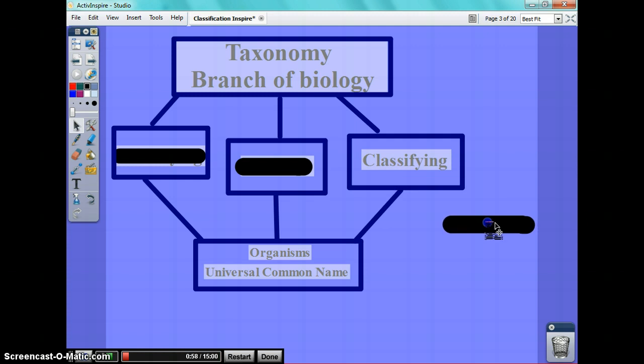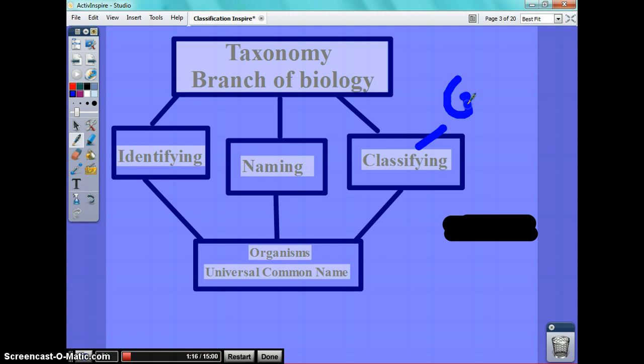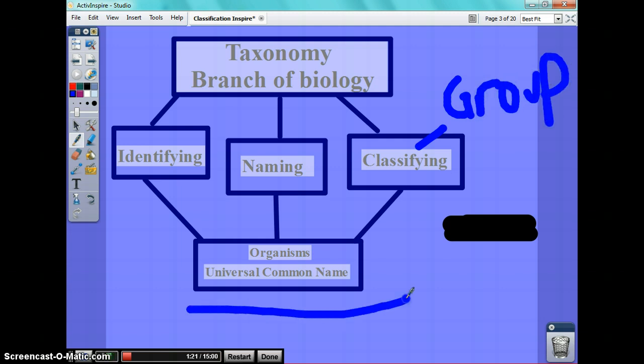Well, to classify, you have to group it, name it, and identify it. Okay, that's what's involved. You're going to group it, name it, and identify. Or identify first, name, then group. Because classifying is basically grouping. And then you're going to come up with a universal common name. Anybody know what that name is called? The universal common name? It's in Latin. Good. We're going to talk about that in a moment.